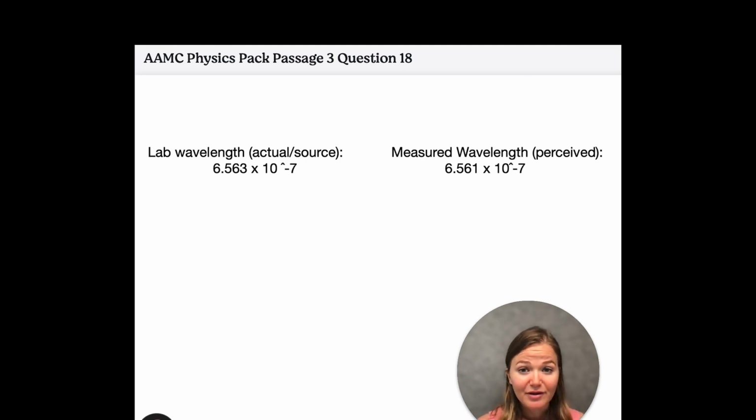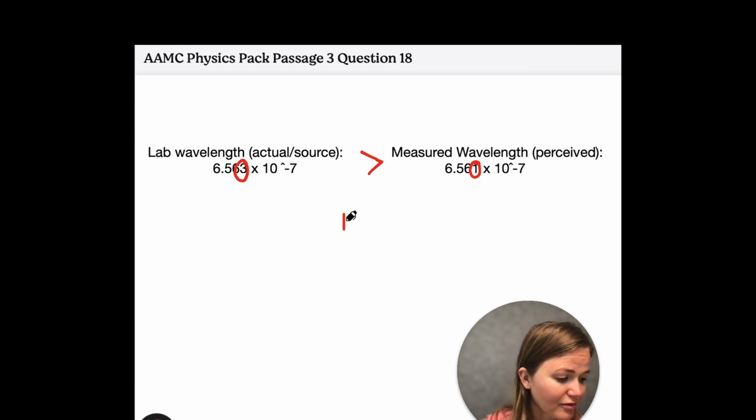So our lab wavelength, you notice, is 6.563. They're both raised to the same power of 10 to the negative 7th, so we don't need to worry about what they're raised to. But here in our lab wavelength, our third decimal is a 3, versus in our measured wavelength from the star, our third decimal is a 1. So what does that mean? Well, it means that our lab wavelength is going to be greater than our measured wavelength. So this means that the wavelength that we measured from the star is smaller than the actual wavelength of that star. So we've had a decrease in wavelength.